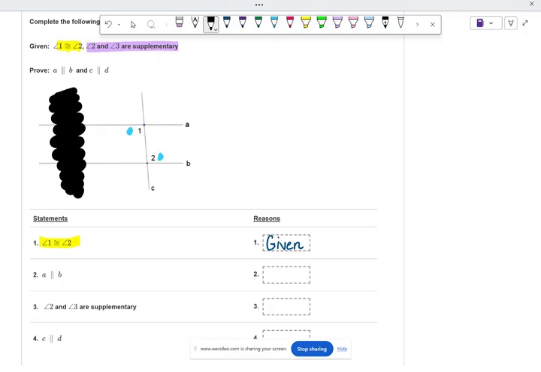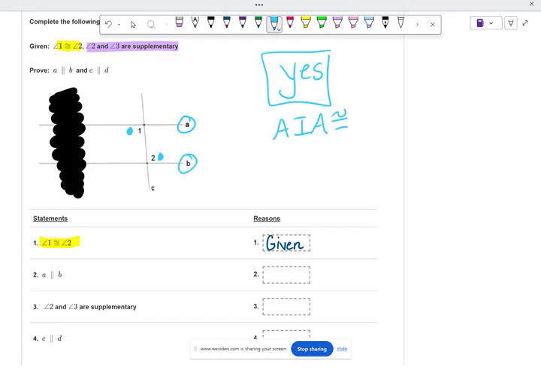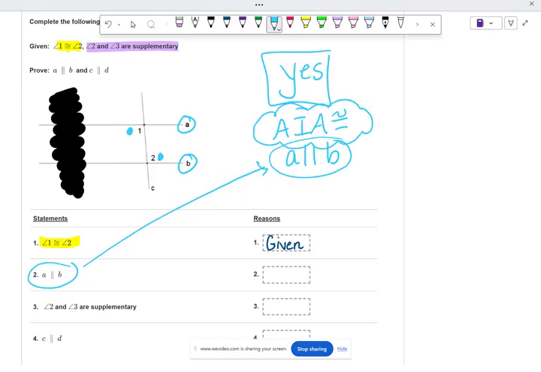And if you check your green sheet, it says, yes, alternate interior angles being congruent will make lines parallel. Well, which two lines are showing that are definitely parallel? A and B. All right, so let's look at statement number 2. It says that line A is parallel to line B. Look, we had that right up here. And the reason why is because alternate interior angles are congruent.